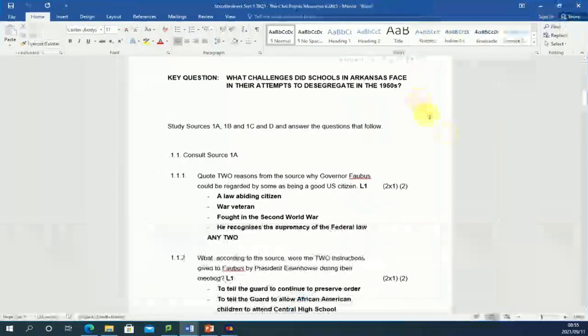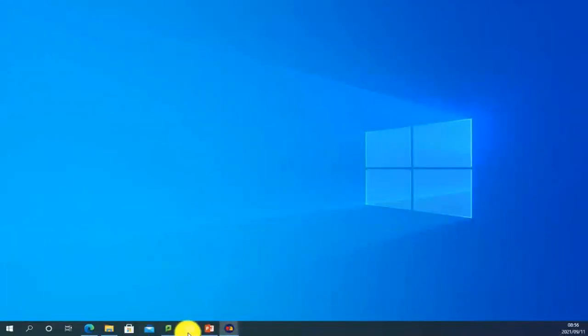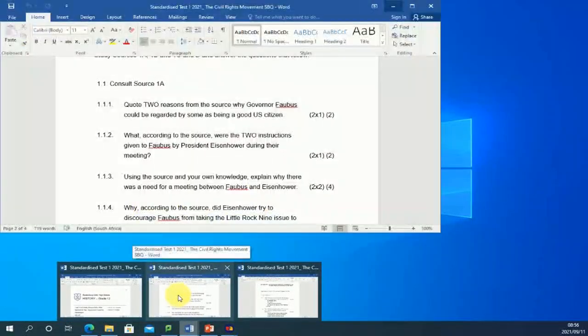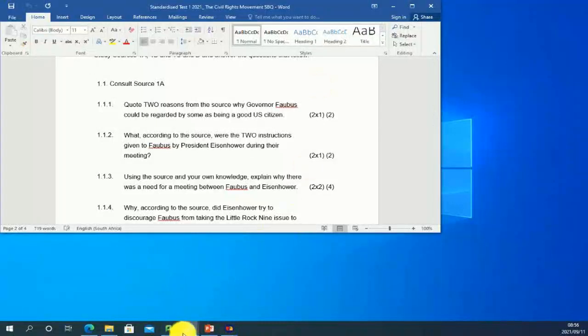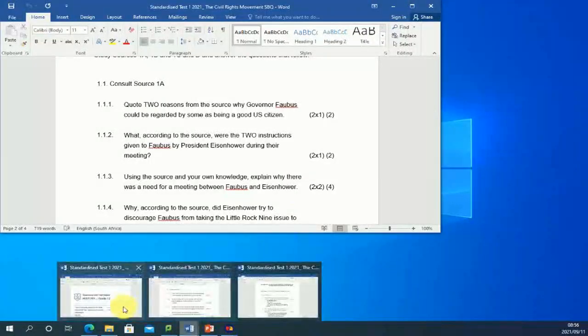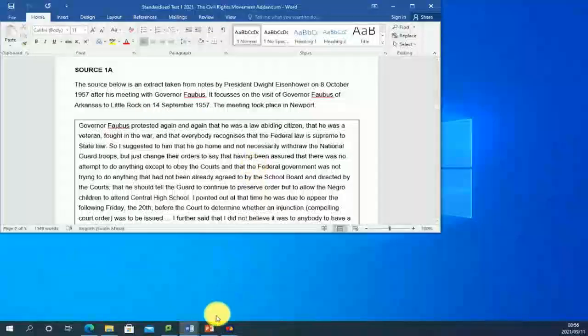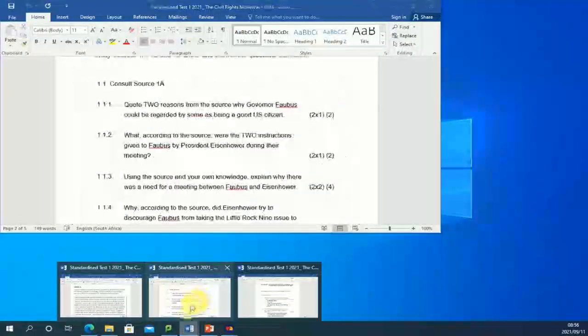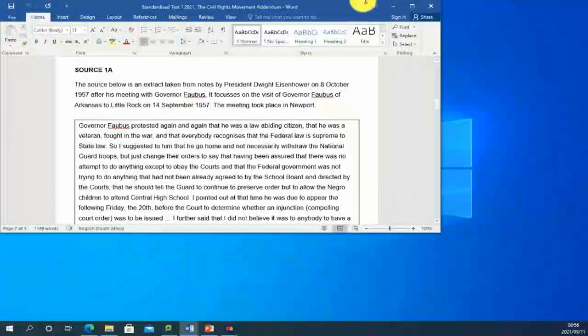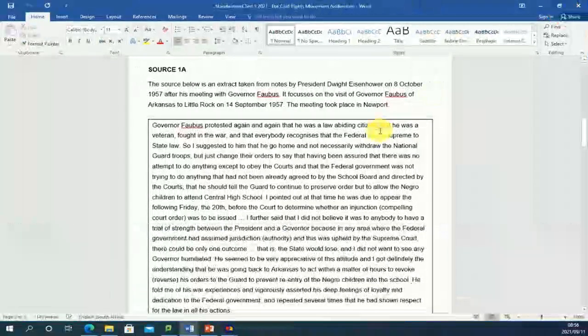Okay, so for this particular test, I looked at the school desegregation question. And the other one would be the addendum. Okay. So I looked at the school desegregation for this particular question.